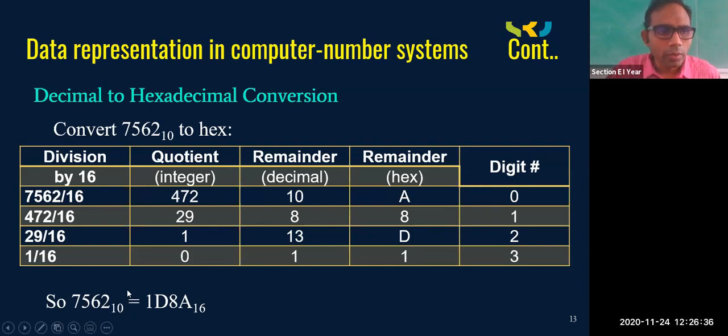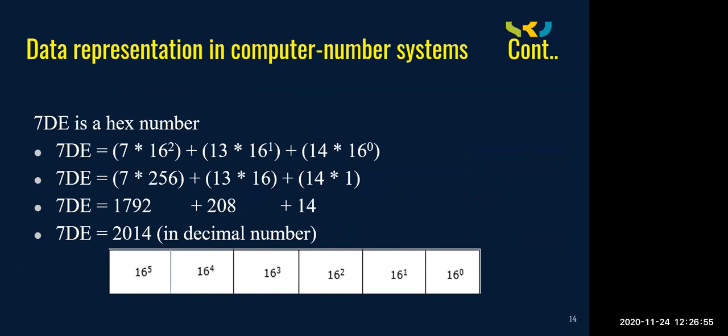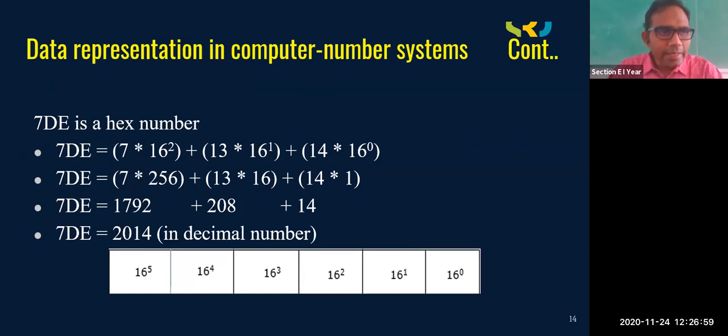Now let us see the last slide of today's class. That is how to convert a hexadecimal number into a decimal number. Same concept, same logic. If it is a binary number, multiply with 2. If it is an octal number, multiply with 8. If it is a hexadecimal number, multiply with 16. Now we can't have E in the decimal system. What is the equivalent of E? 14. Is that clear?